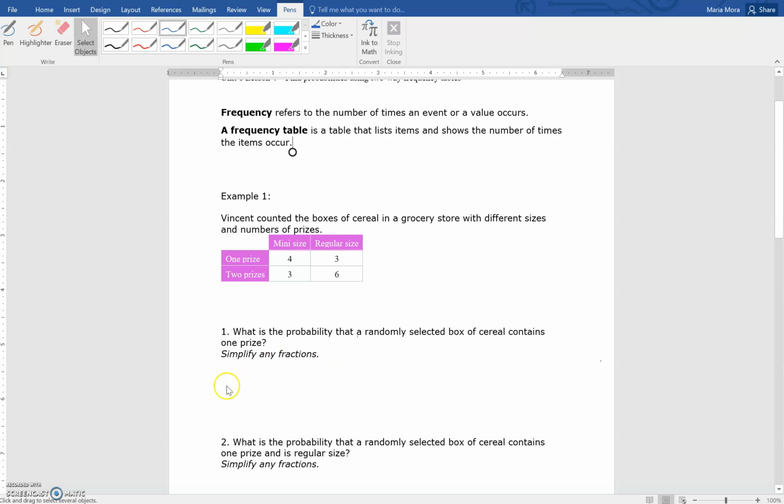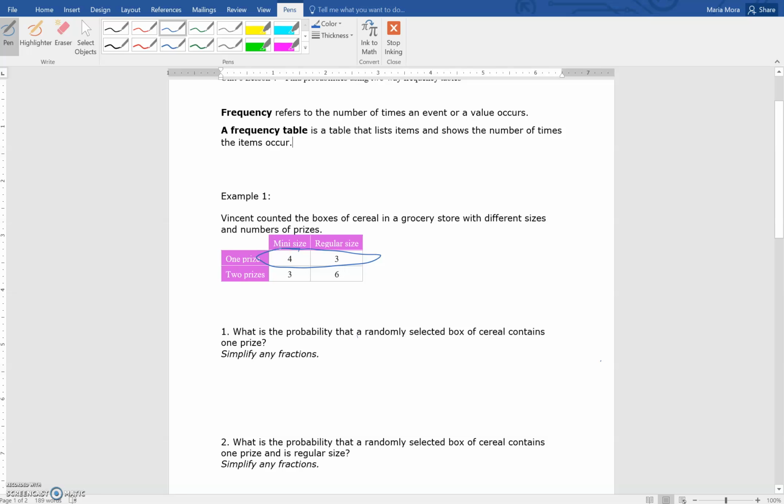Keep in mind that we are also looking for probability, and probability also represents the amount of outcomes we want to get over the total possibilities. So in problem number 1, it says, what is the probability that a randomly selected box of cereal contains one prize? So in this example, all of these represent one prize.